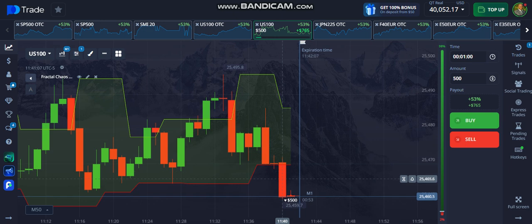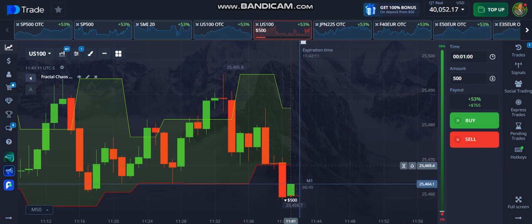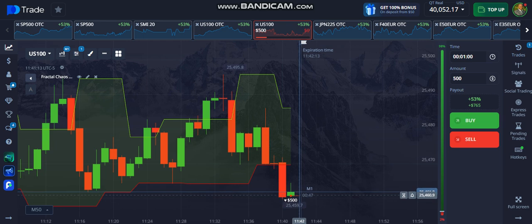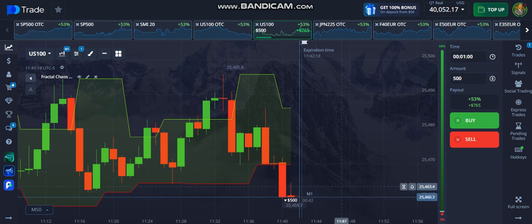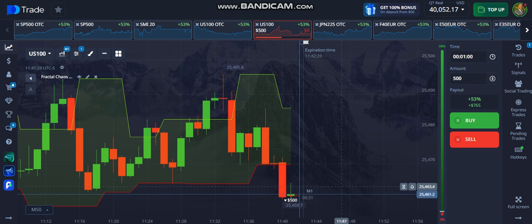Like I mentioned, I took the trade because the candle broke below the lower band and closed below that red line here. So I took a sell trade, which suggests that there's a bearish breakout to the downside. All right, so let's monitor this trade and wait for the expiry.